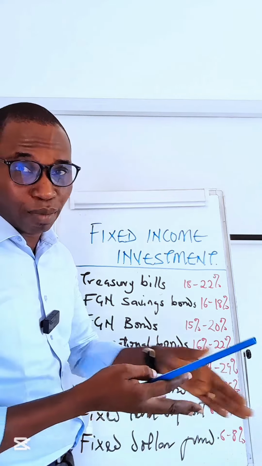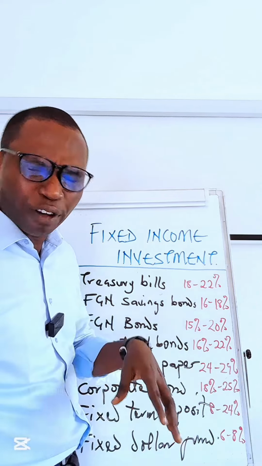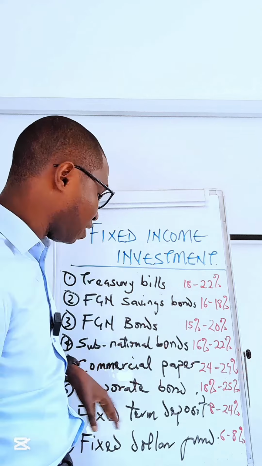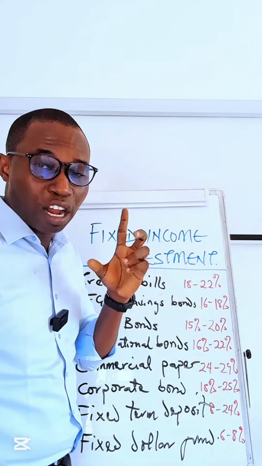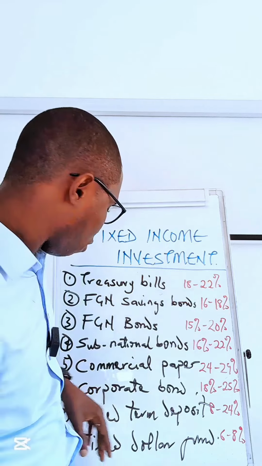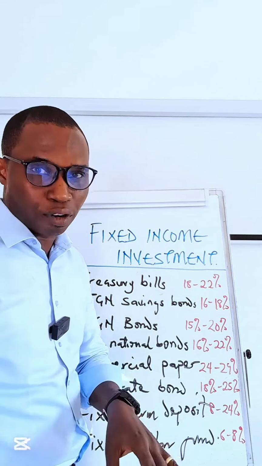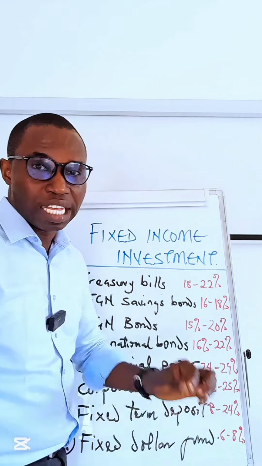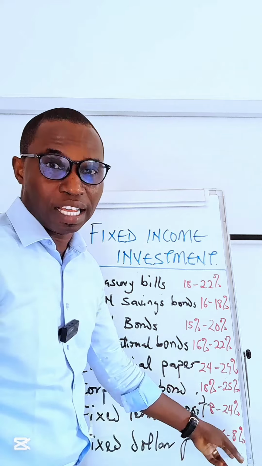The reason why the margin is so much is because banks usually offer between 8 to 9% for fixed term deposits, while other fund managers may offer as high as 20% to 24%. Then we have fixed dollar fund. Fixed dollar fund offers between 6 to 8% because we are investing in dollars.